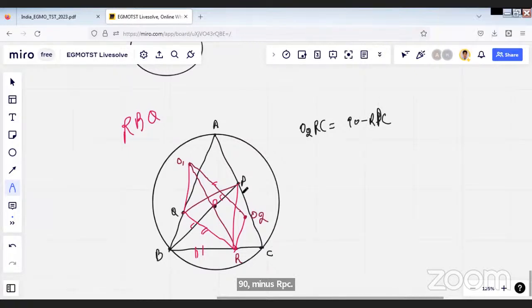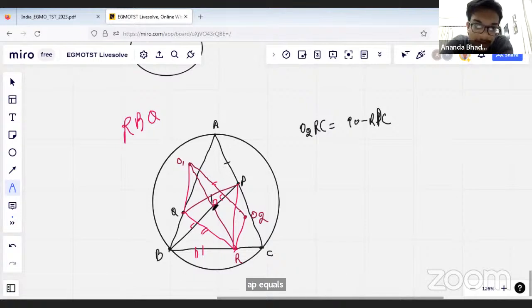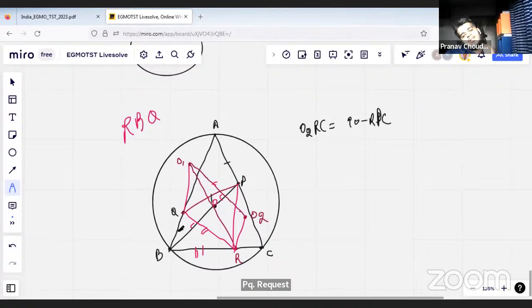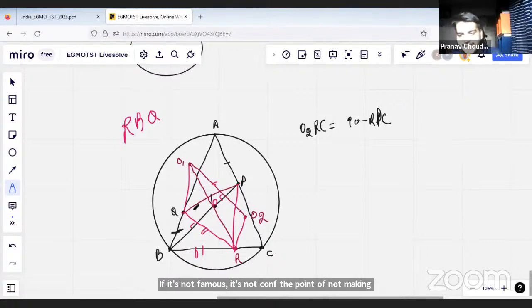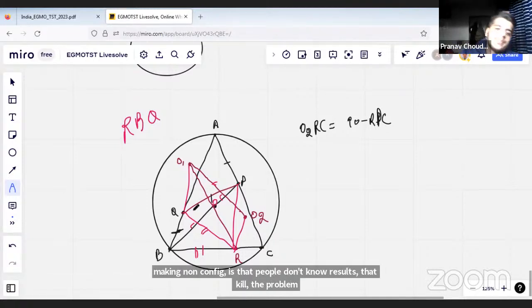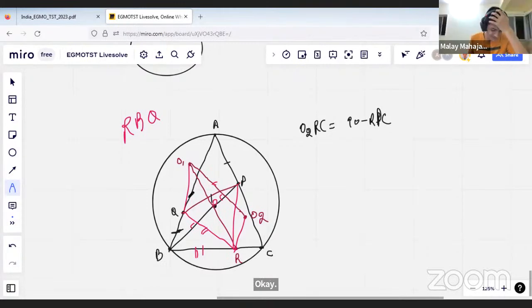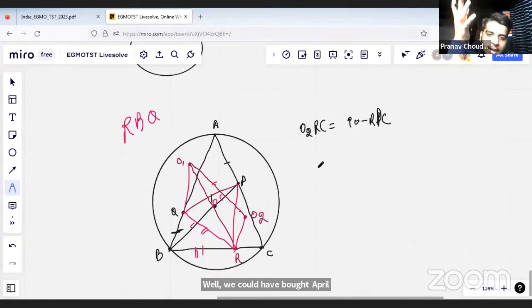Also, another cool fact about the diagram: AP equals PQ equals QB. Yeah, I realized that. Oh, yes. Wait, why do I feel like I've seen this in some problem? Atul, this might be a config, you know. Not so famous, but it might be. If it's not famous, it's not a config. The point of making non-config problems is that people don't know results that kill the problem. Nice. Oh, we could have got AP equals PQ way earlier, though, right? Or no?